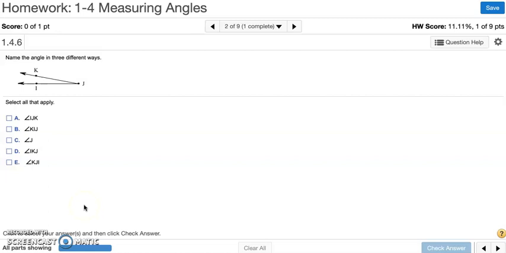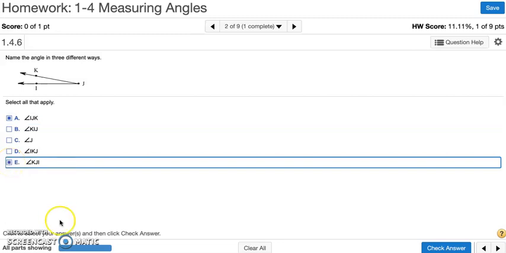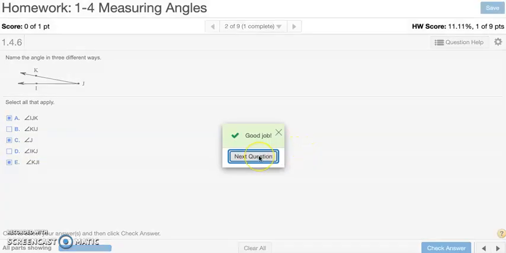Number two, name the angle in three different ways. J is the vertex, so that has to be the middle letter. So we can say I, J, K, and K, J, I, and angle J. And that's number two.